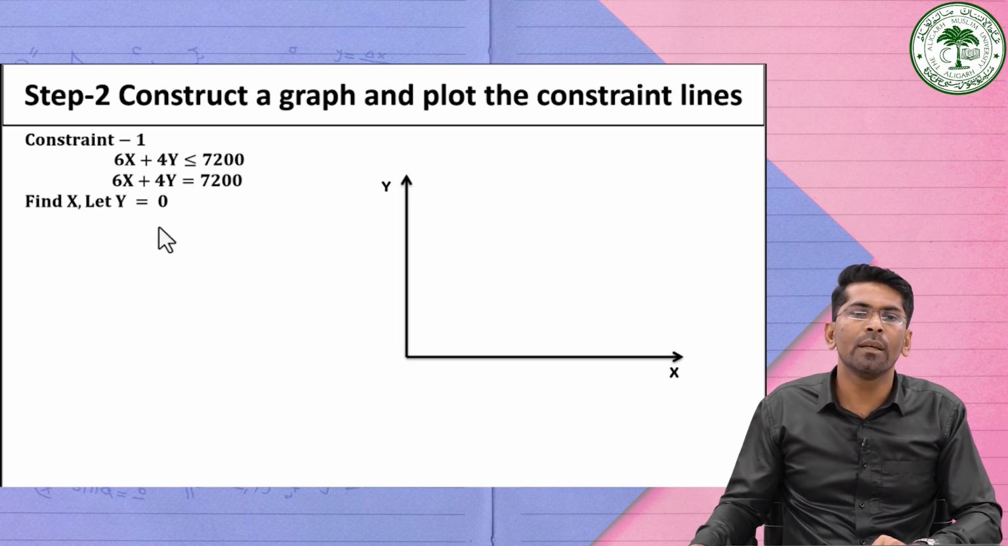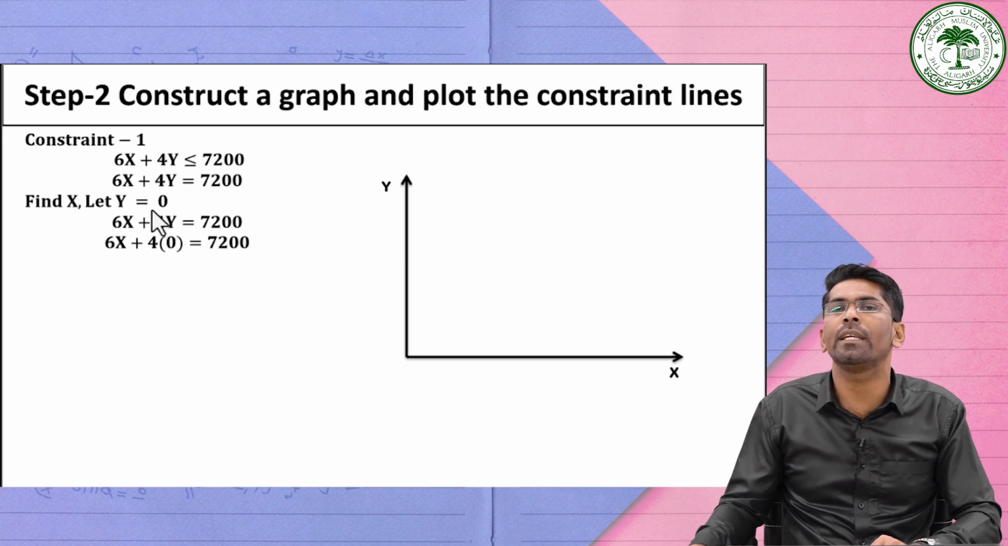So how will it be? Here I am going to substitute in our equation: 6x plus 4 into y, and instead of y we are assuming it is equal to 0. So it is 4 into 0, which is equal to 7200.